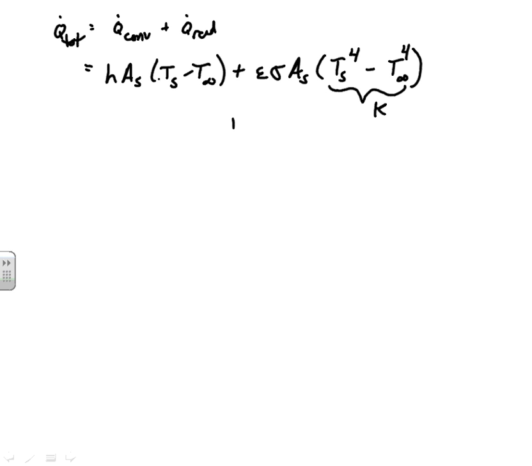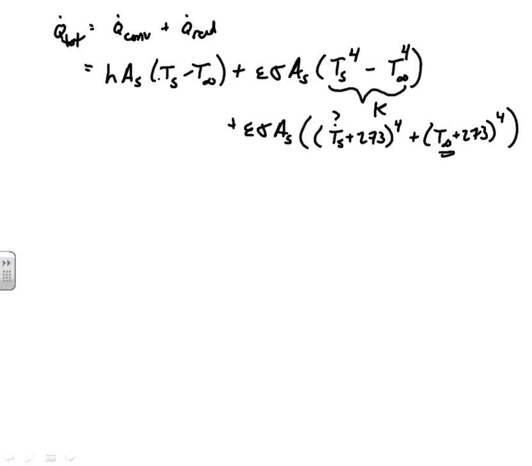So I'm going to rewrite this as plus emissivity times sigma times the surface area times Ts plus 273 to the 4 minus T infinity plus 273 raised to the 4. All I did there was convert my temperatures into Kelvin. All right, so we have the radiation part. We know what T infinity is. We don't know the surface temperature; we're looking to find it. The same thing goes for convection. We're still trying to find that surface temperature.